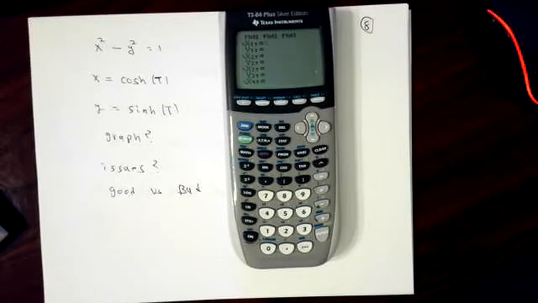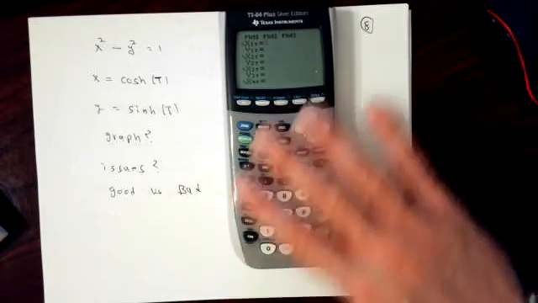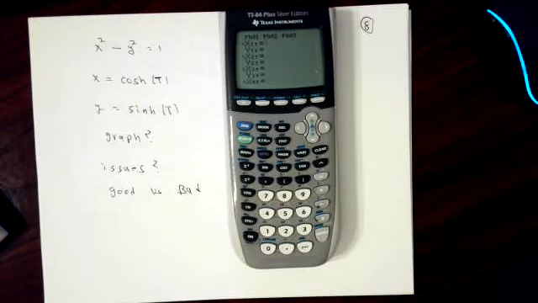First, we'll look at using the hyperbolic trig functions. So I'm going to look at x squared minus y squared equals 1. To make a parameterized version of this, I'm going to let x equal hyperbolic cosine t and y equal hyperbolic sine t. If you look on your keyboard of your calculator, there is no hyperbolic cosine or hyperbolic sine.